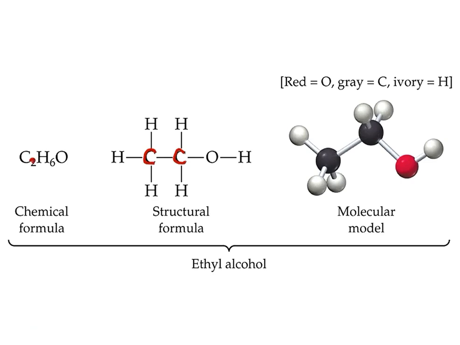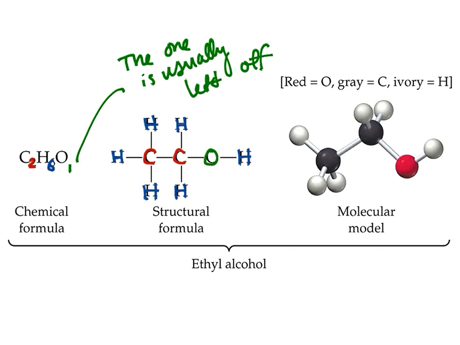Now here, in the structural formula, you can see that there are 2 carbons, and that's why there's a subscript 2, and there are 1, 2, 3, 4, 5, 6 hydrogens, and that's why there's a 6 here. And there's 1 oxygen, which is shown here, and there's 1 oxygen here. But you don't know until you look at the structural formula that one of the hydrogens is connected to the oxygen. The 1 is usually left off of a chemical formula, it's just understood.